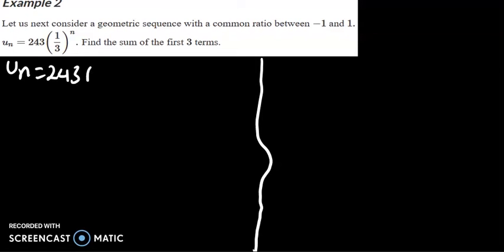So let's do our second example together. Let us consider a geometric sequence with a common ratio between minus 1 and 1. Un is given to us as 243 times 1/3 to the power n. Find the sum of the first 3 terms. As I said, write the question first here.